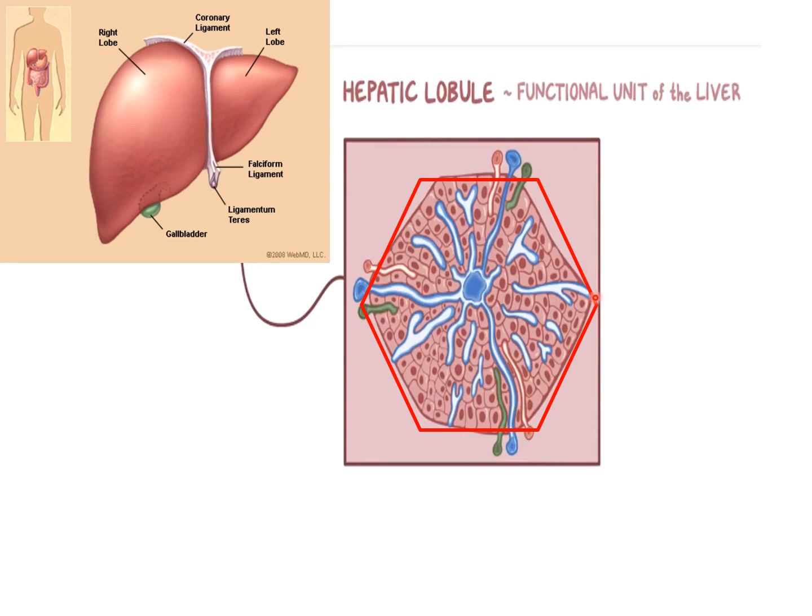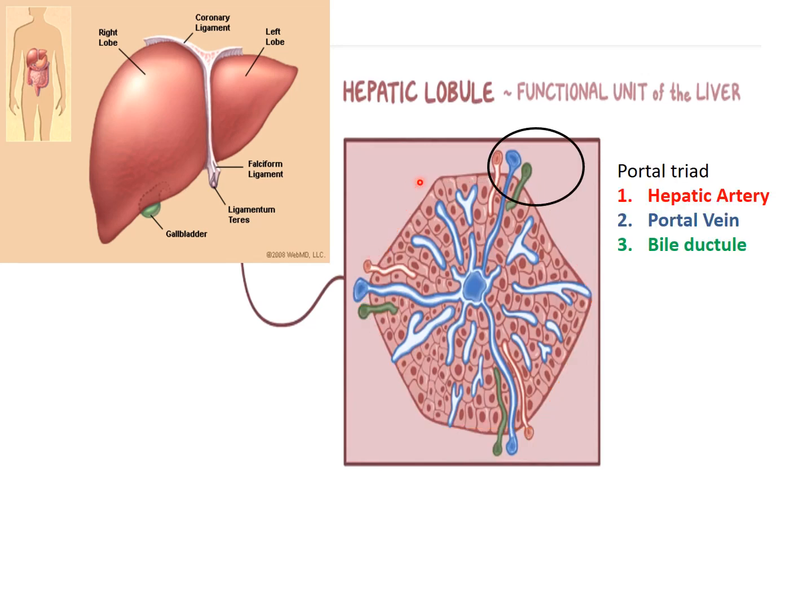Hexagon has these 6 sides. At the corners of all these 6 sides, we have the presence of structures which are known by the name of portal triad. This is a triad which has 3 structures: the branch of hepatic artery, the branch of portal vein, and the branch of bile duct. Initially, it was thought to be a portal triad with these 3 structures, but now we know that it also has a 4th structure to it, and that is lymphatic channel. So it is not triad, but it is tetrad now.